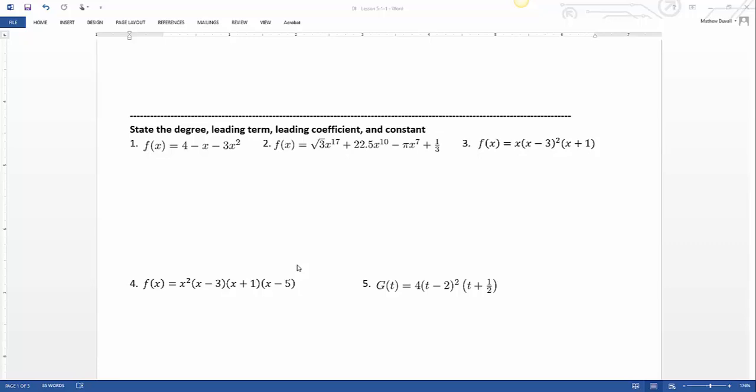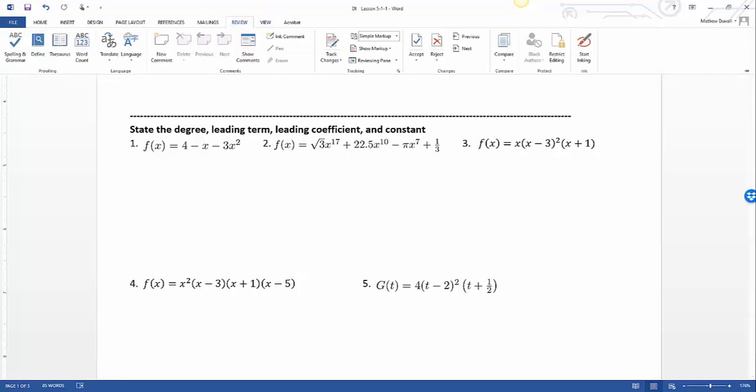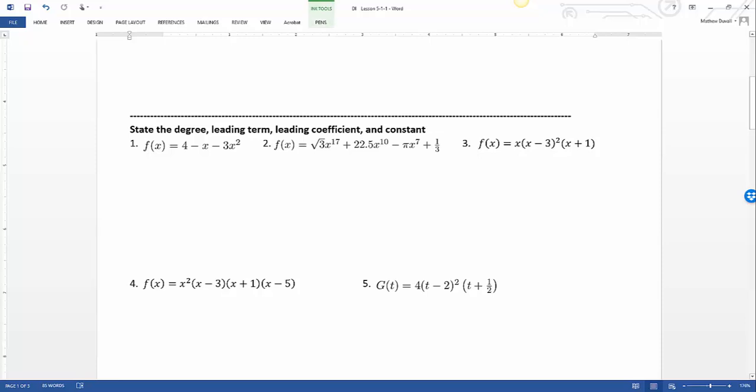All right, so state the degree, leading term, leading coefficient, and the constant. Now the degree is going to be the highest exponent. So in this case, the degree, it's not d. You'd actually write out degree, but that's going to be 2 because that's the highest exponent.